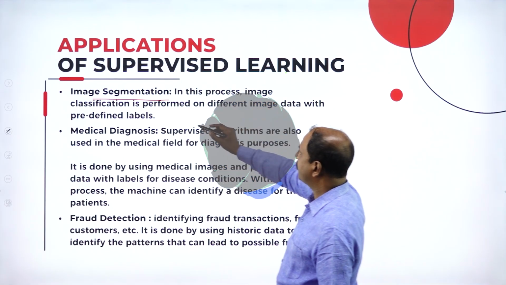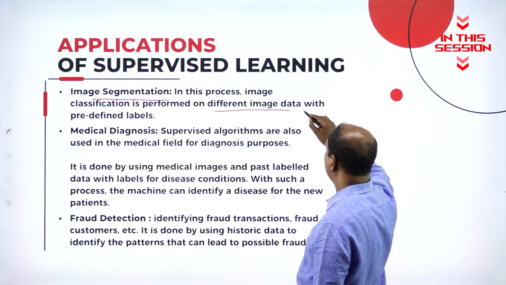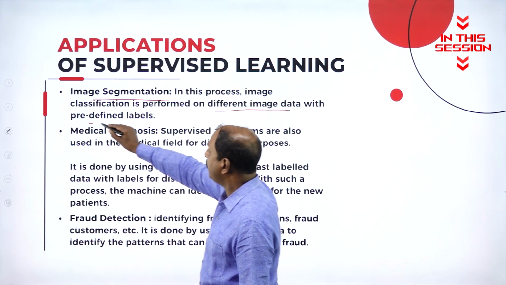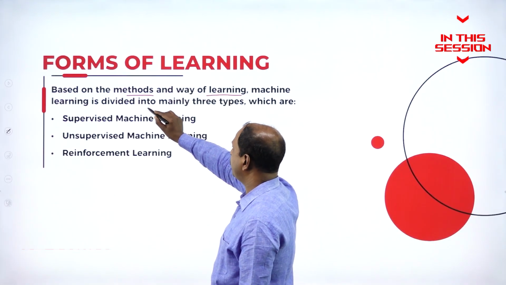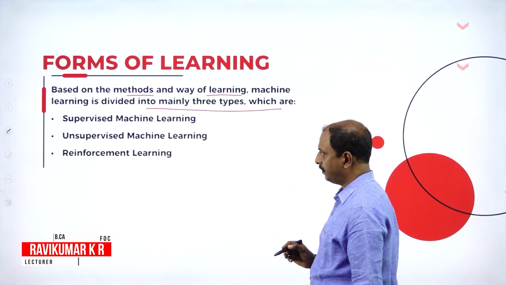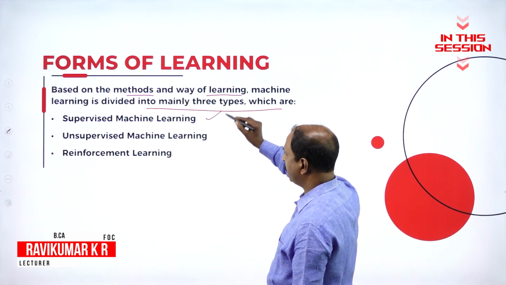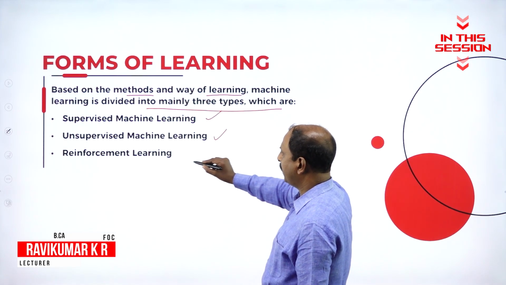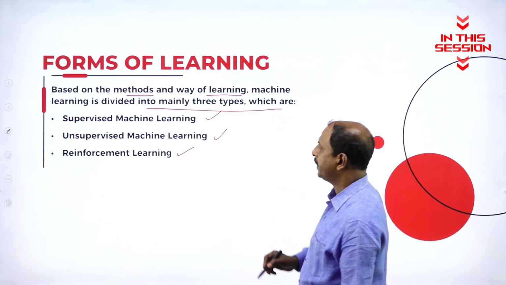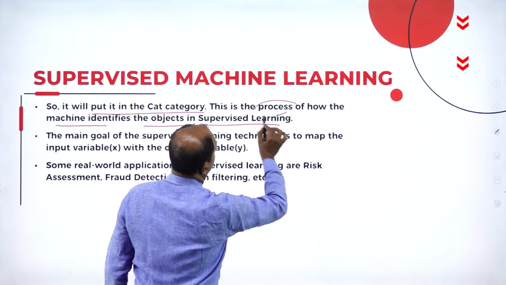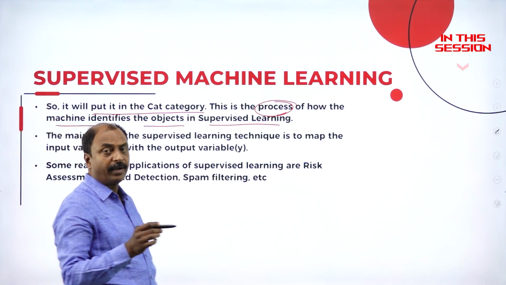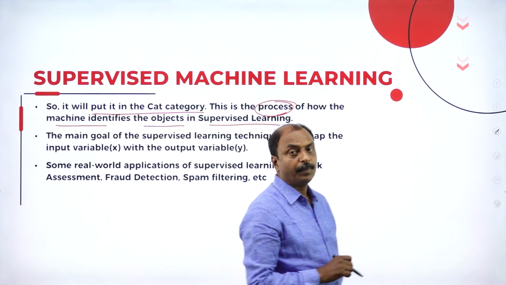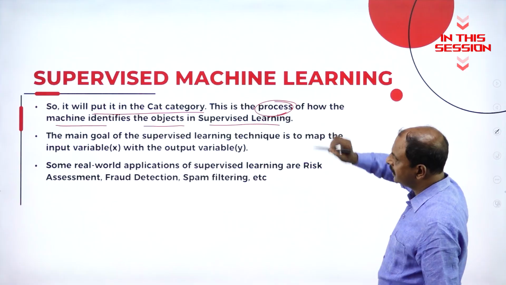The image classification is performed on different image data with predefined labels. So this is called label data. Machine learning is divided into mainly three types. They are supervised learning, unsupervised learning, and reinforcement learning. So what is supervised learning? It is a process how the machine identifies a particular image with the help of the data set in the system.